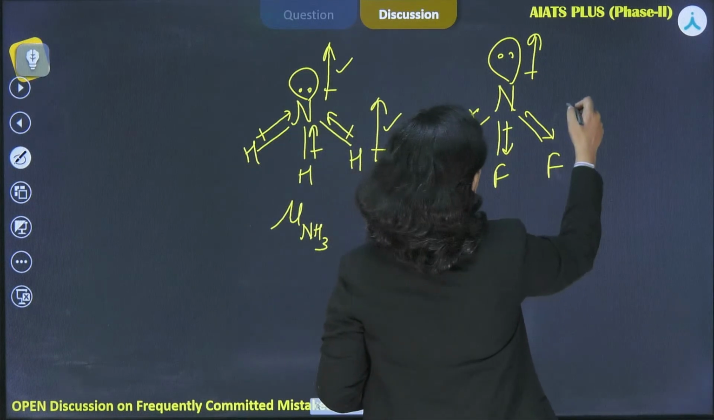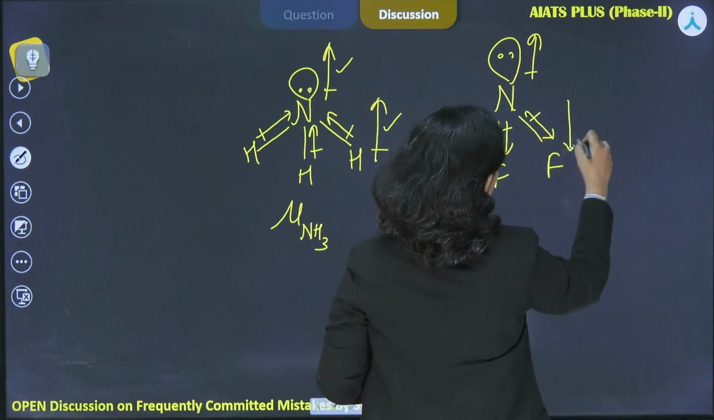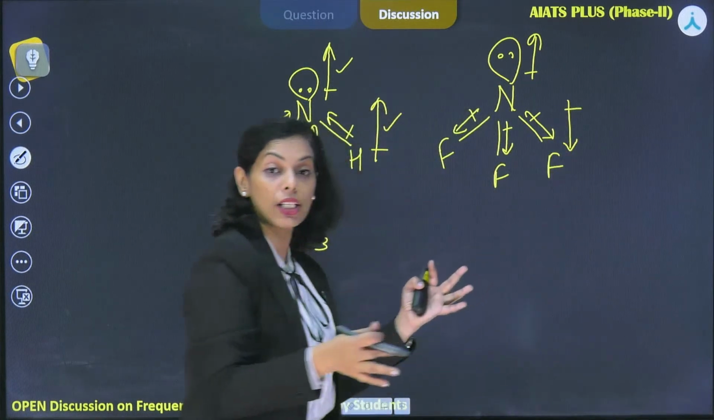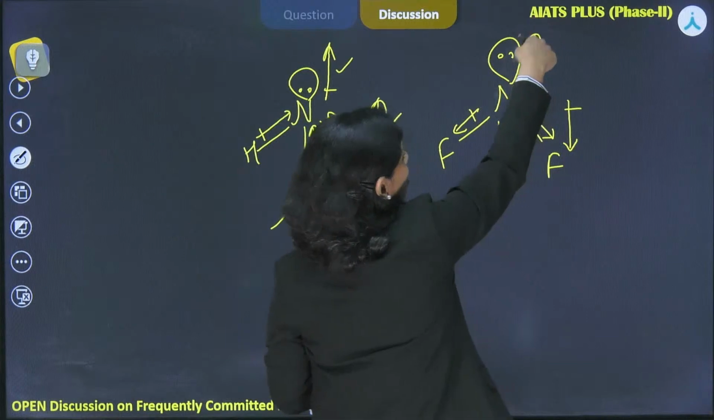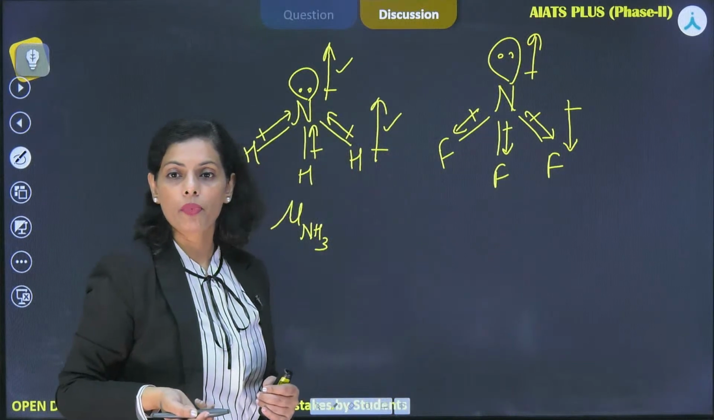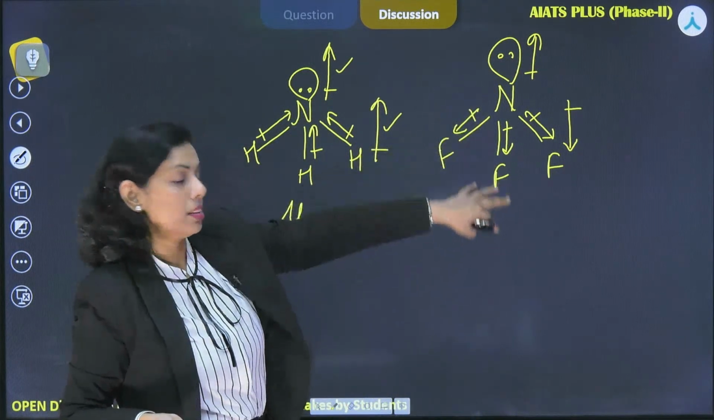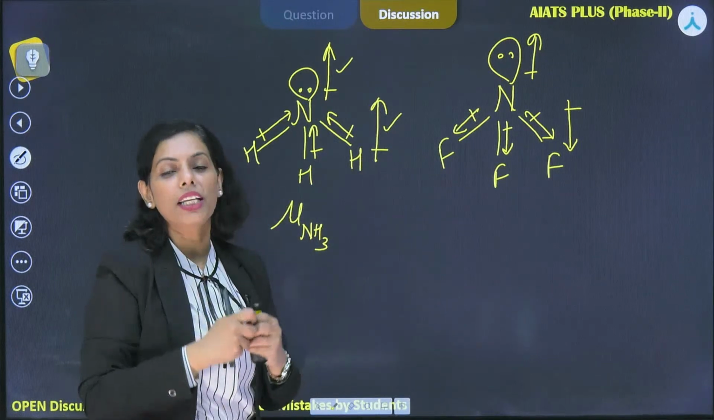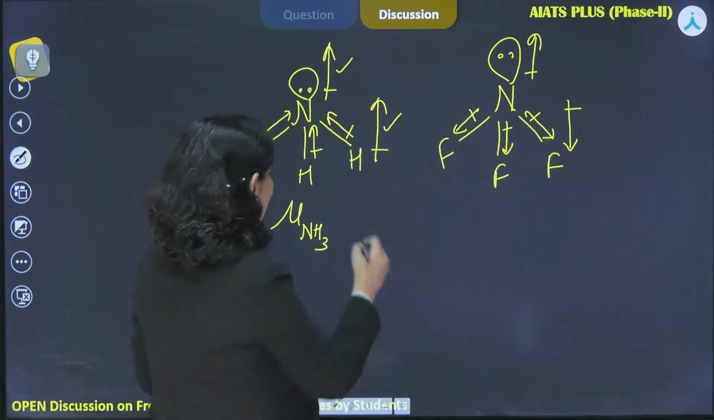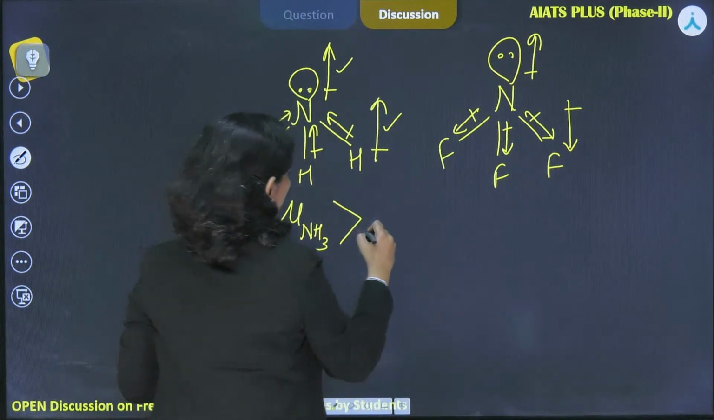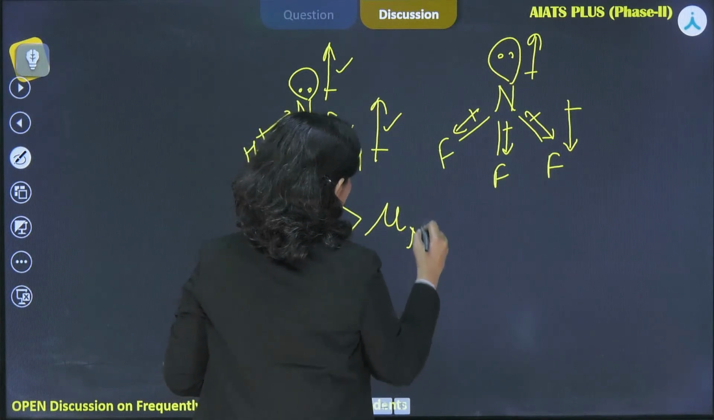So all three bond dipoles are giving a resultant which is in the opposite direction with respect to the dipole due to the lone pair, right? And they are somehow reducing each other, okay? And that leads to the higher dipole moment of ammonia as compared to NF3.